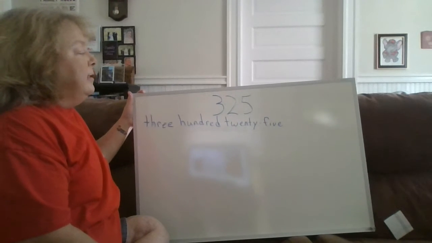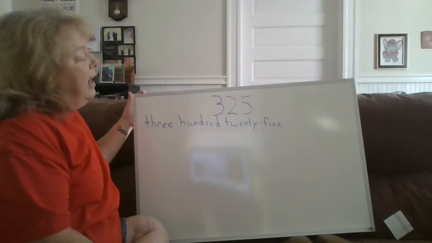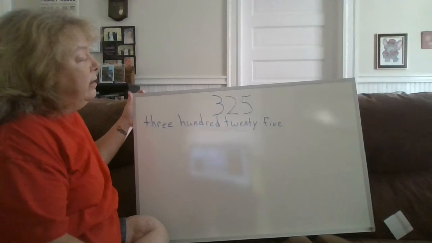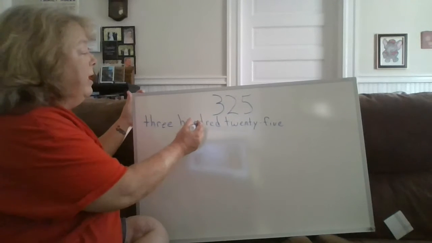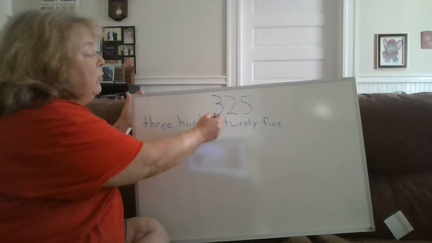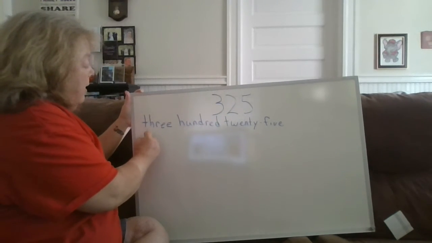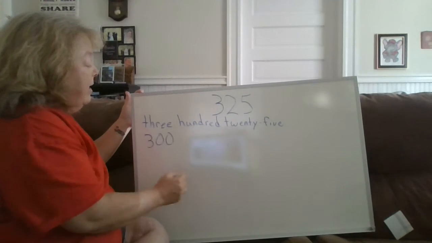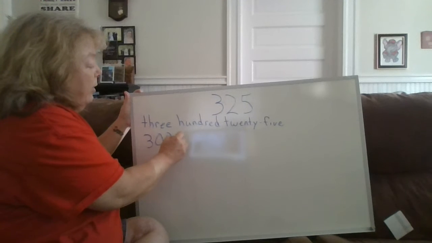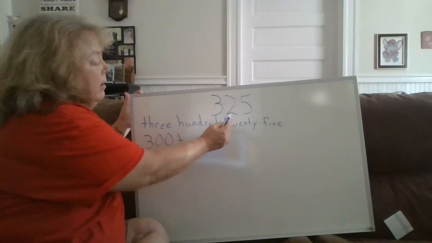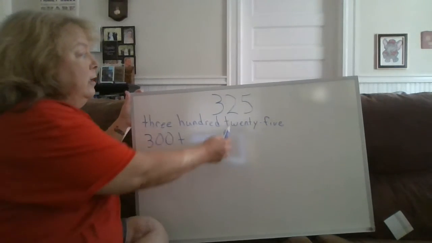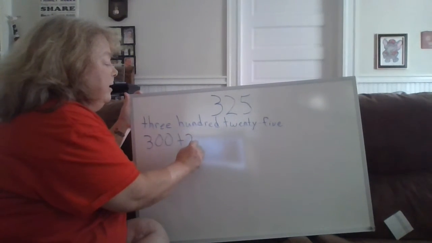So if I was thinking about this number, what's another way I could write this number? I could do it in expanded form, right? So I know that this 3 is in the hundreds place. So I could say 300. I'm showing how much that number is worth. Plus, this 2 is in what position? It's in the tens position. So 2 tens makes 20.